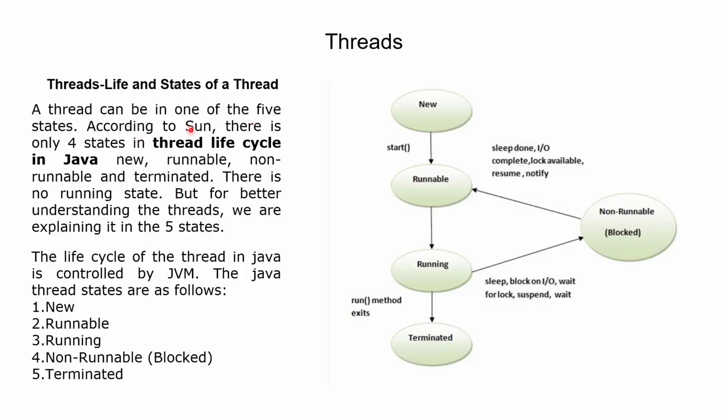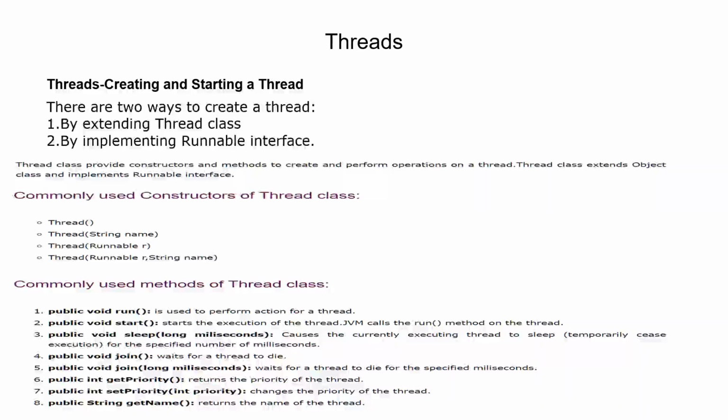A thread can be in, depending on who you talk to, 4 or 5 states. The life cycle of a thread in Java is controlled by the JVM, and the JVM states are as follows. There's the new state, the runnable state, the non-runnable state, the running state, and the terminated state. There are 2 ways to create a thread: by extending the thread class, or inheriting from the thread class, or by implementing the runnable interface.